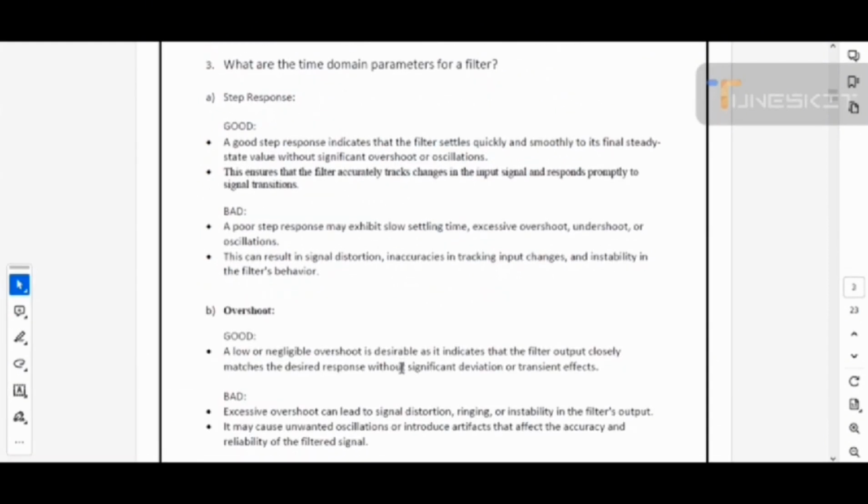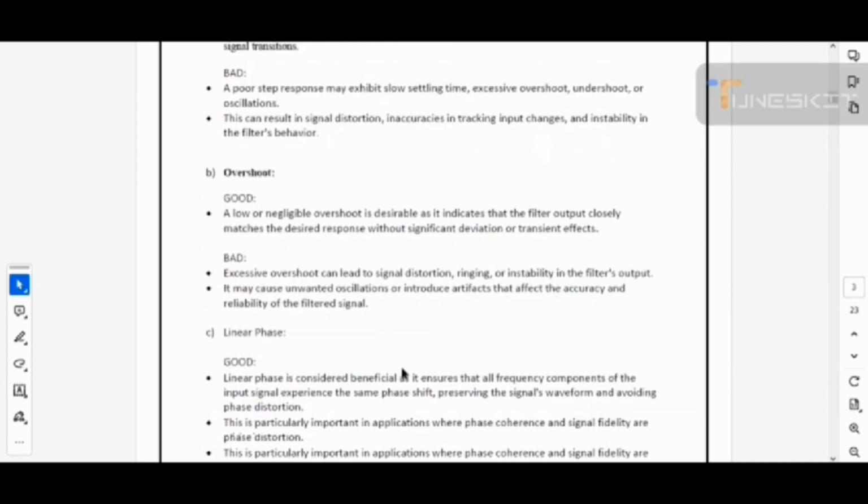Okay, the next one is what are the time domain parameters for a filter. So there are two parameters, step response and the overshoot. We are going to discuss the good and bad impacts of both of these. A good step response indicates that the filter settles quickly and smoothly, and a poor step response exhibits a long settling time, excessive overshoot and undershoot, like that.